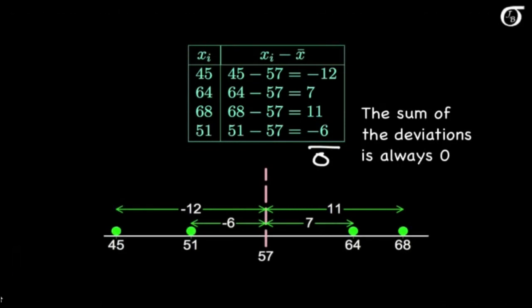So adding the deviations doesn't make a lot of sense, but the deviations are still useful quantities. When we're interested in the variability of the observations, we don't care about the sign, we care about the distance from the mean. So one option that might come to mind is to ignore the sign and work with the absolute value of the deviations. So let's look at that.